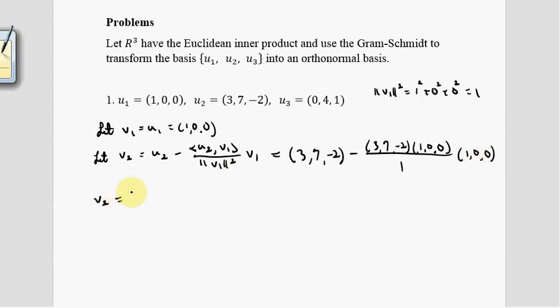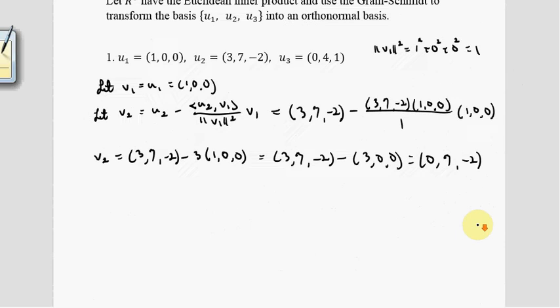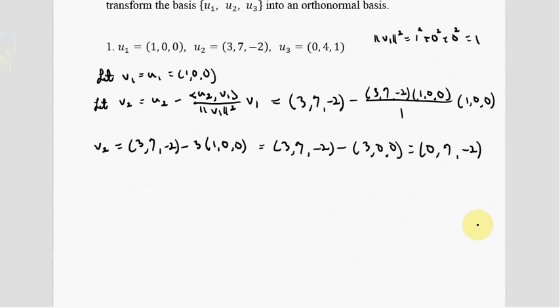V sub 2 is 3, 7, negative 2, minus the inner product up here, which is just 3 divided by 1, so that's just 3 times the vector 1, 0, 0. So we simplify that. This is 3, 7, negative 2 minus 3, 0, 0. So it just gives us 0, 7, negative 2. That's v sub 2. Now let's find v sub 3.